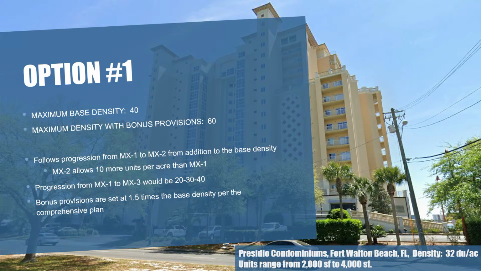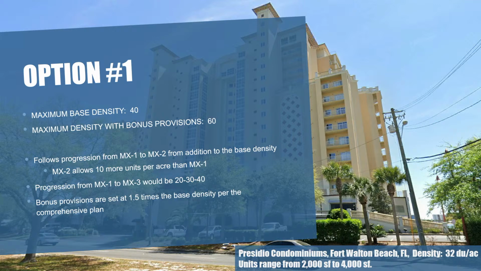topics. So here's option 1, as we proposed during these public meetings: a max density of 40 and a max with bonus provisions of 60. It's a smaller progression over the 30 and 45 that we currently have now. It's not a huge change, but it is certainly a change.